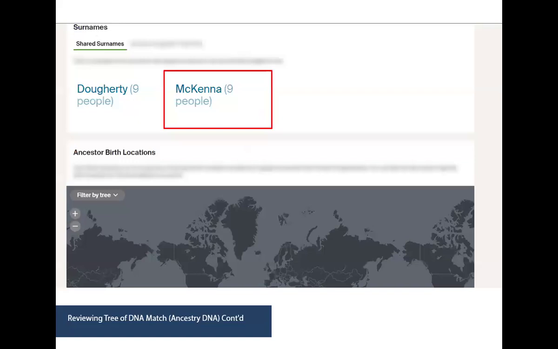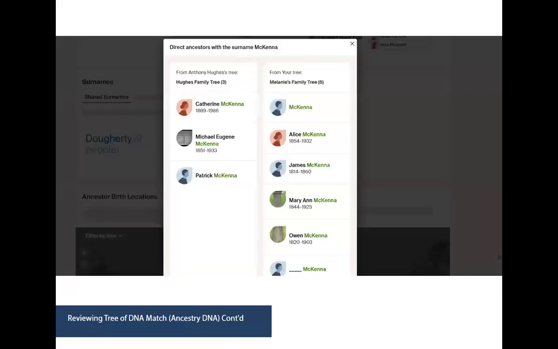You could actually scroll down under shared surnames, and I see that there's 9 people of the Doherty line, 9 people of the McKenna line that I might be interested in. And sometimes you even get these ancestor birth locations in the map below that might give you some clues too. But when I click on that McKenna line, it gives me a pop-up that shows here's all the people that are in my family tree.